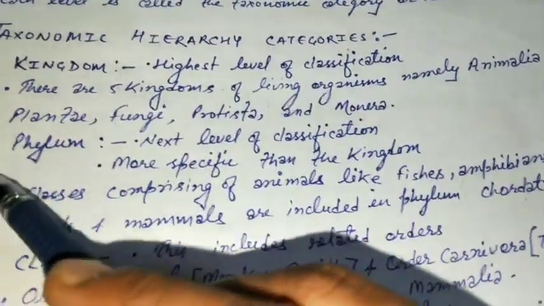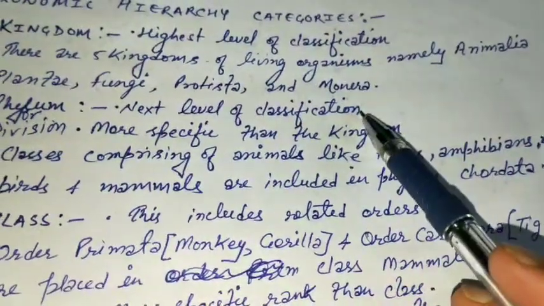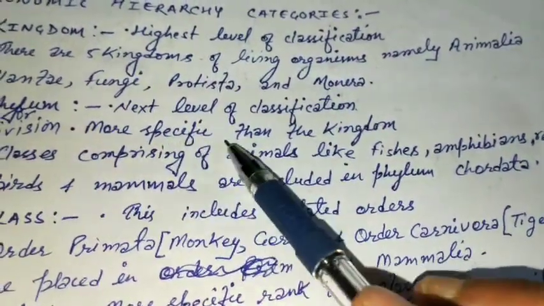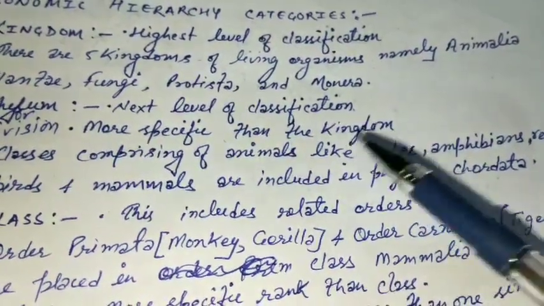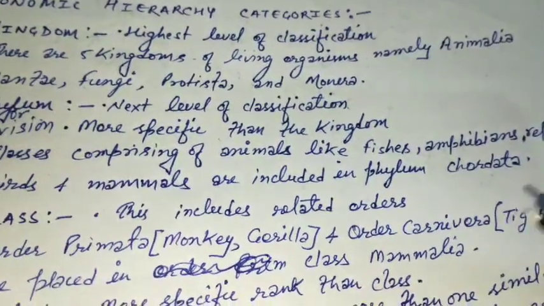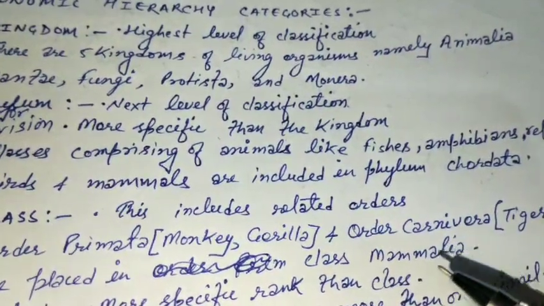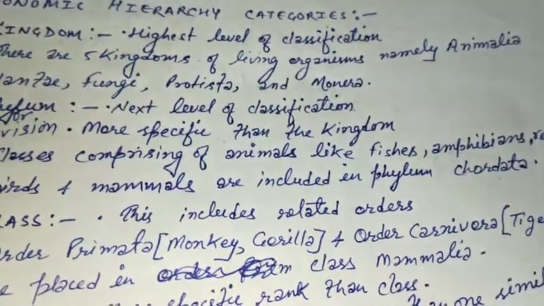The second taxonomic category is the phylum or division, as we know that phylum is used for animals and division is used for plants. It is the next level of classification and it is usually more specific than the kingdom. So whenever we are talking about phylum or division, all the classes comprising animals like fishes, amphibians, reptiles, birds, along with mammals, constitute the next higher category called phylum.